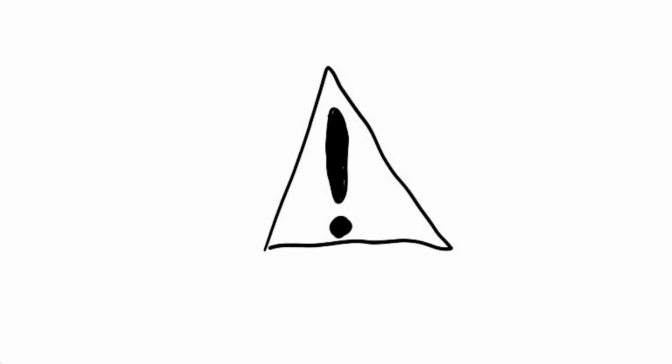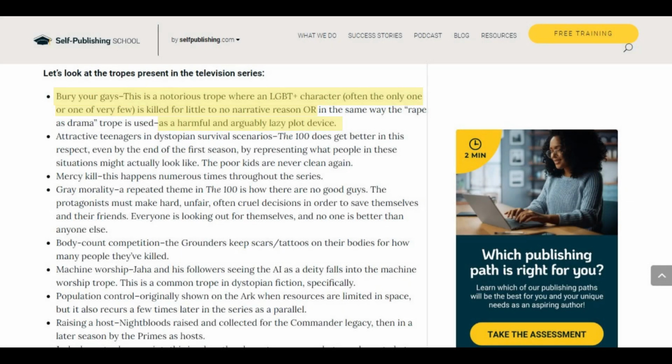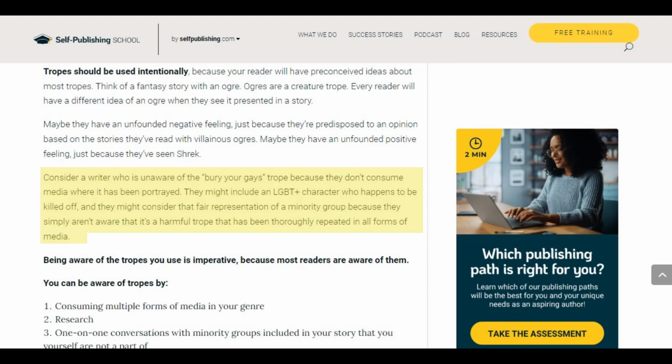There are very dangerous tropes that many writers unknowingly use. As the website selfpublishingschool.com says, bury your gays is a notorious trope where an LGBT plus character, often the only one or one of very few, is killed for little to no narrative reason or as a harmful and arguably lazy plot device. Consider a writer who is unaware of the bury your gays trope.